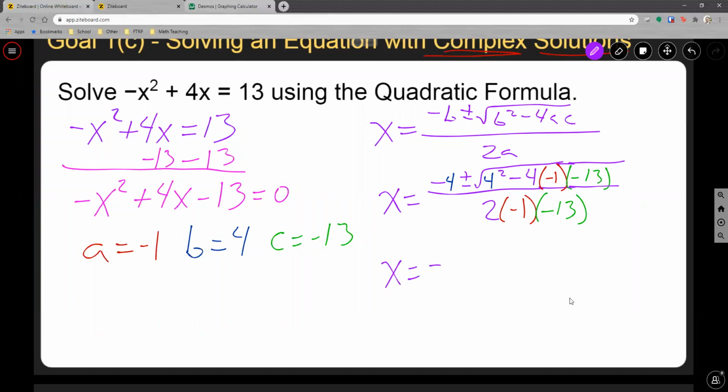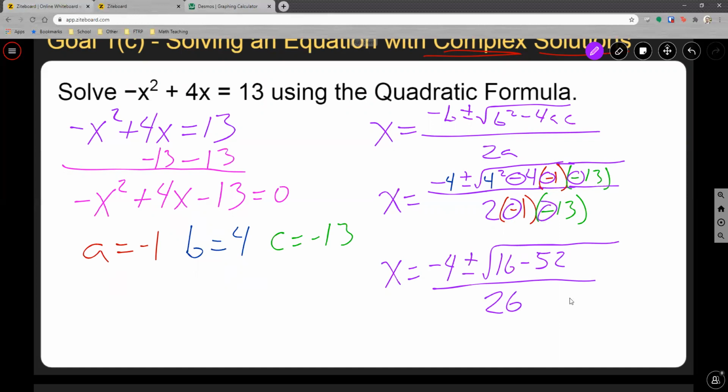X equals -4 plus or minus 16, which is 4 squared, minus 4 times 1 times 13. Well, 4 times 1 is 4, times 13 is 52. I've got 3 negatives, so it's going to be negative, positive, and then back to negative, so minus 52. All over 2 times 1 times 13. 2 times 1 is 2, times 13 is 26. And I've got 2 negatives, so it's going to go negative and then back to positive. So this is my fraction.